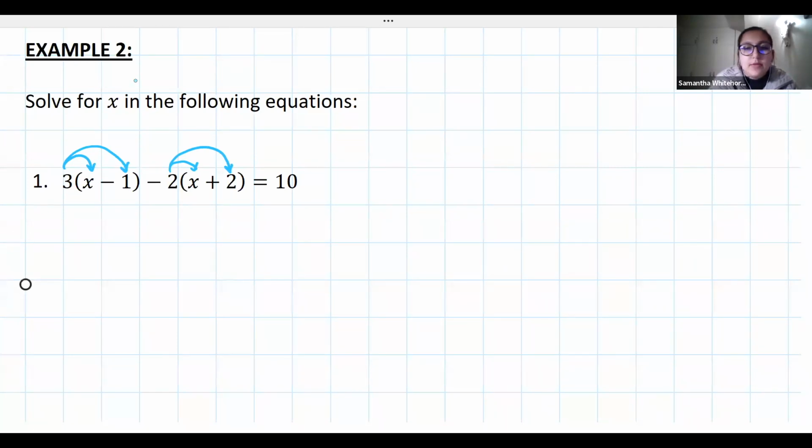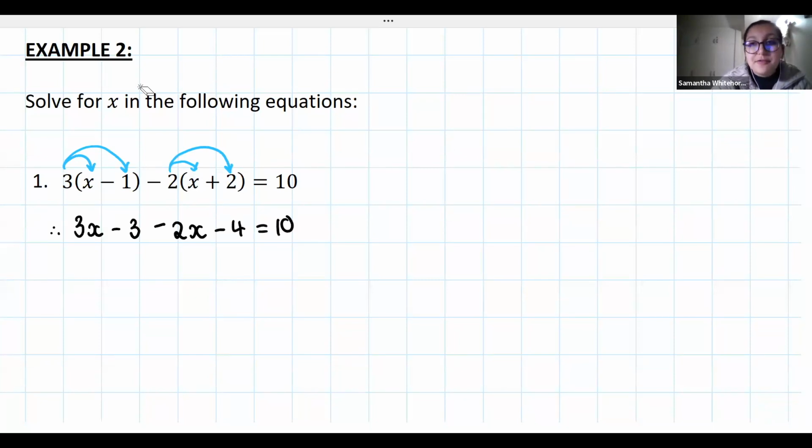All right, grade 8, let's have a look. I'm a little confused as some of us are getting a certain answer, but let's see. Hopefully you can correct yourselves as we go along. So when we distribute, 3 times x is 3x, 3 times minus 1 is minus 3. Negative 2 times x is negative 2x. Negative 2 times positive 2 is, whoopsie daisies, negative 4, is equal to 10.